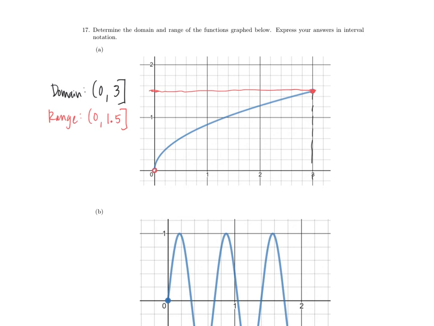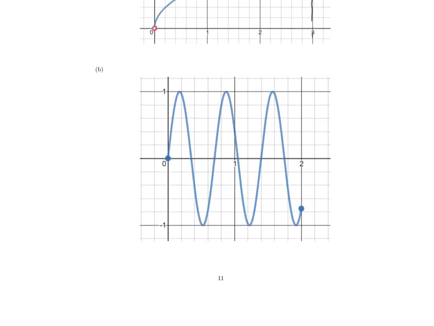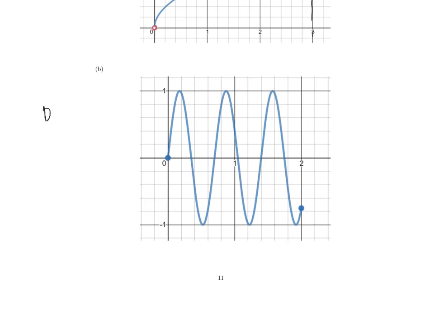Okay. Part B, we have the same directions. So the domain and range. So the domain, again, is the x values. So it'll be left to right. So the leftmost value is here. That's at the 0. It's a closed circle, so it gets a bracket. And the rightmost point is here. It's also a closed circle. It's associated with the x value of 2, so it gets a bracket.